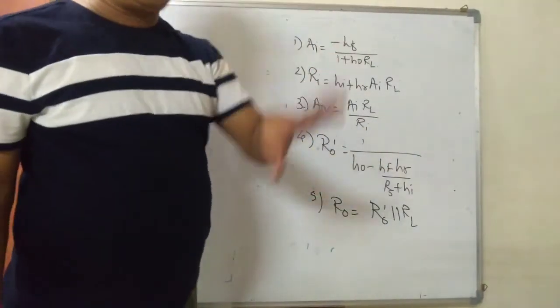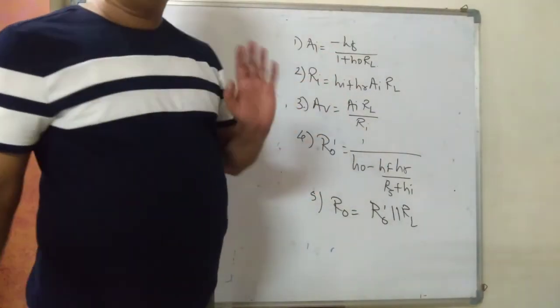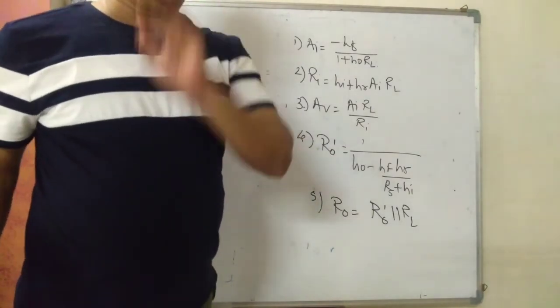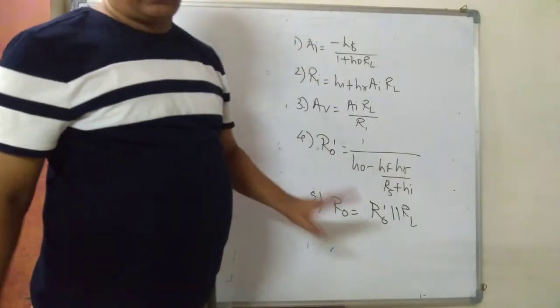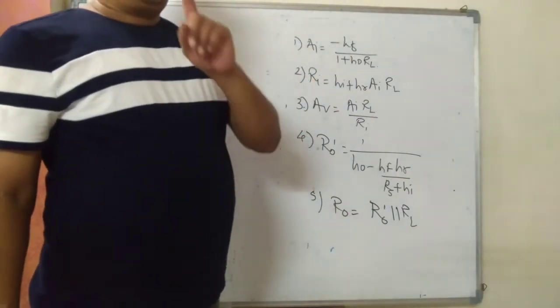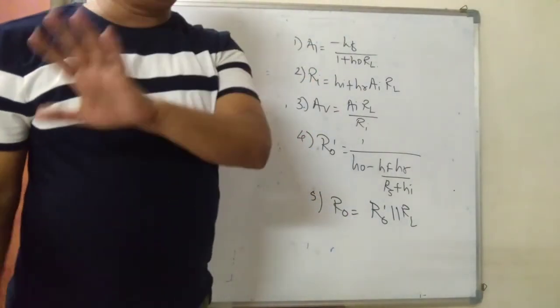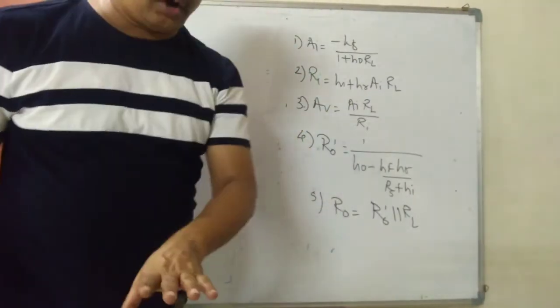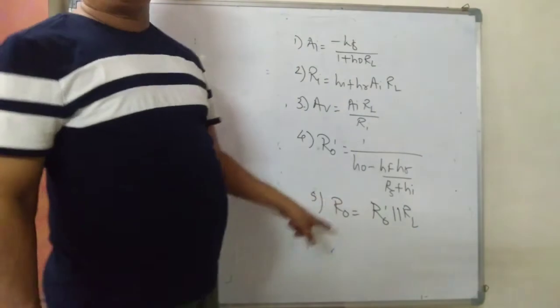For the figure shown, calculate AI, RI, AV, RO. This is the question. But you have to draw the AC equivalent of that figure and then use the formula. You have to draw the AC equivalent whether it is asked or not, and then use the formula.